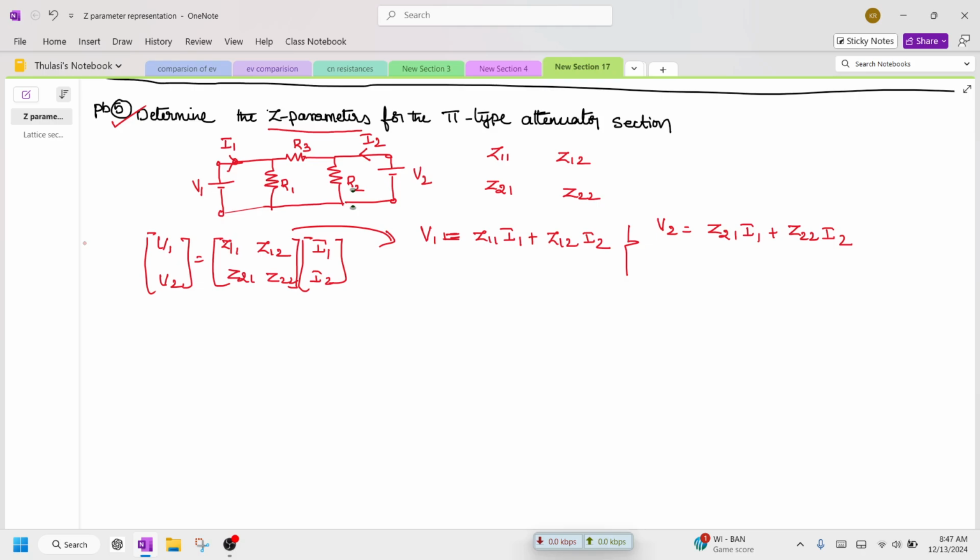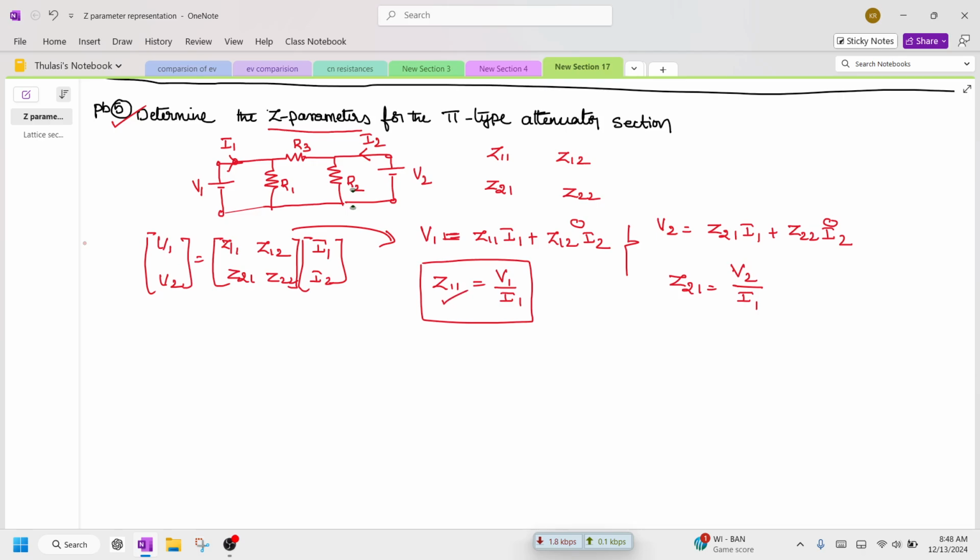In this equation, what I'm going to do here is perform the output as open circuited. So when the output is open circuited, I2 becomes 0. The resulting terms are Z11 is equal to V1 by I1, which is an impedance, and Z21 is equal to V2 by I1.